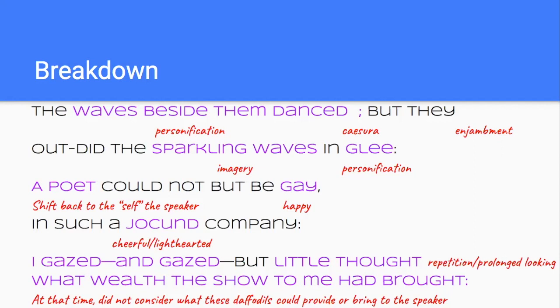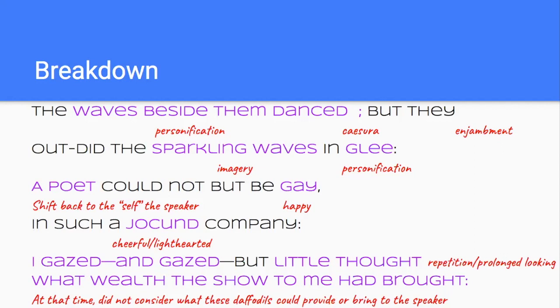So it's personifying again. And by saying sparkling waves, another good example of imagery. A poet could not be but gay, gay meaning happy here, and a poet meaning we're shifting back to the speaker, the person in the poem, talking about themselves and saying that himself, he could not have been happier to see these daffodils and these waves in such happy, lighthearted company. He's glad to be there. He's glad to be with nature, the waves, the daffodils.